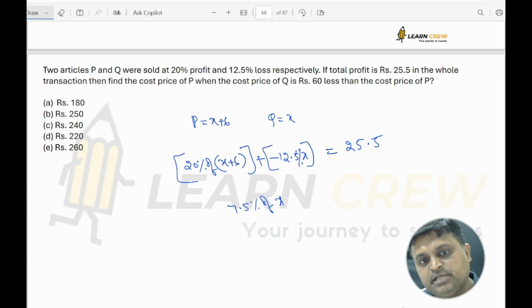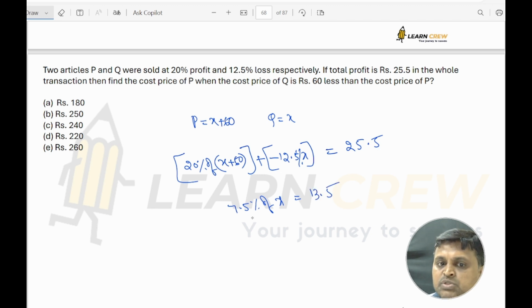20% of 60 is 12, so that 12 is coming on this side. Now 25.5 minus 12 is 13.5. Am I correct? It is 60, not 6. 60 more, and 20% of 60 is 12. So 25.5 minus 12 is 13.5.